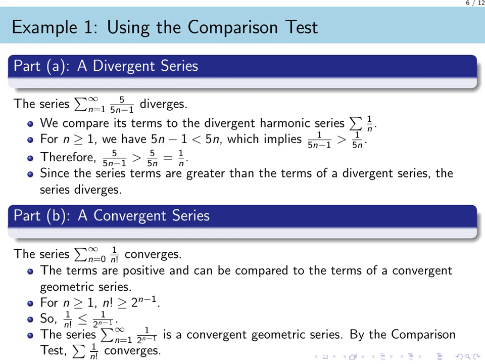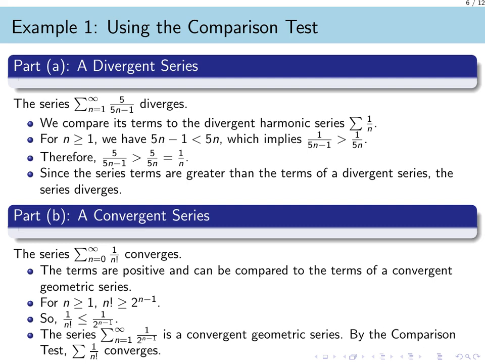Next, consider the series with terms 1 over n factorial. To test for convergence, we need to find a known convergent series whose terms are larger. The key insight is that for n greater than or equal to 1, n factorial is greater than or equal to 2 to the power of the quantity n minus 1. Taking the reciprocal reverses this inequality.